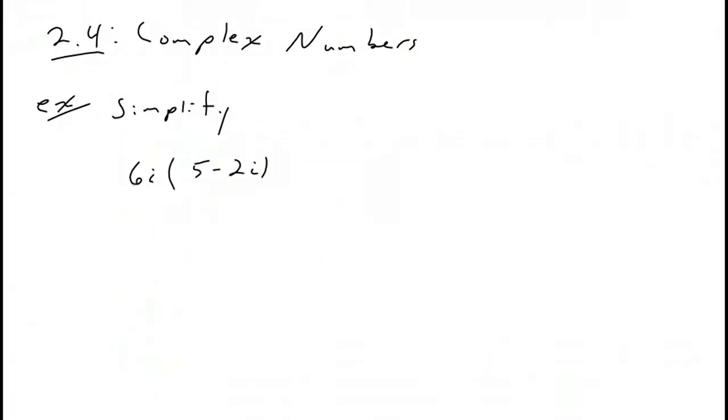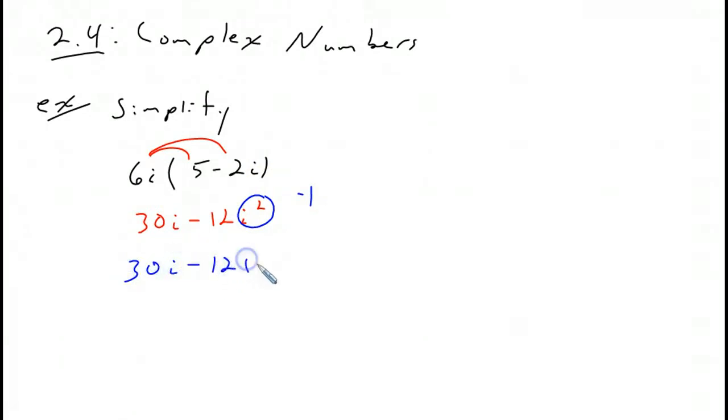Here's another simplifying problem where all we're really doing is multiplying. Okay, so I'm going to multiply the 6i to both terms. So 6 times 5 is 30i. 6 times negative 2 is minus 12i squared, since you have an i and an i. Once again, we have an i squared term. So once again, that's going to be negative 1. So really, I have 30i minus 12 times negative 1. 12 times negative 1 is 12, so this is 30i plus 12. And there it is.